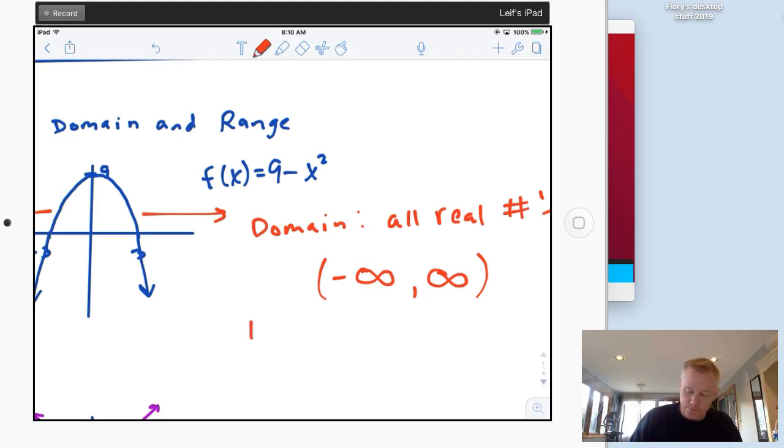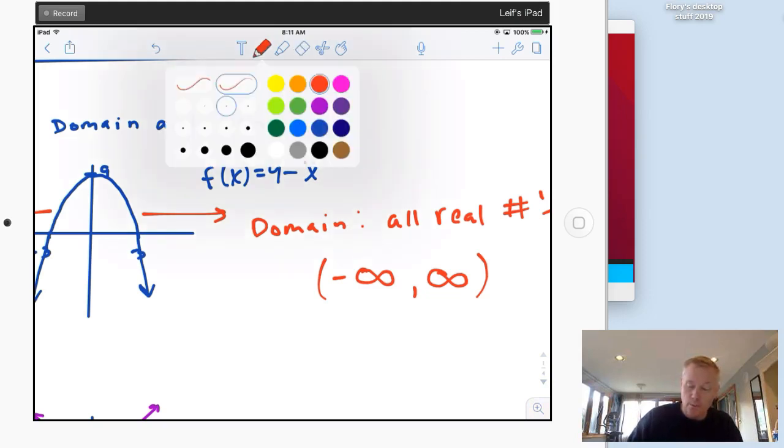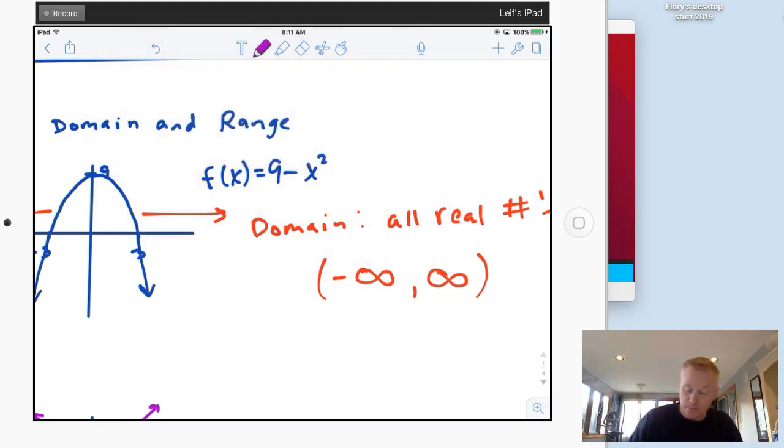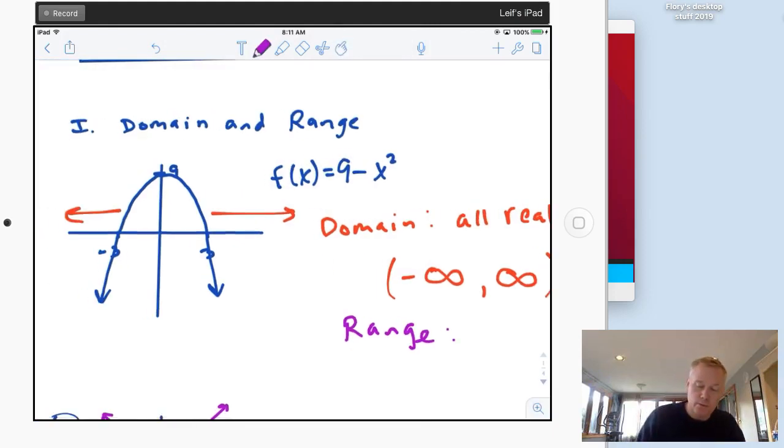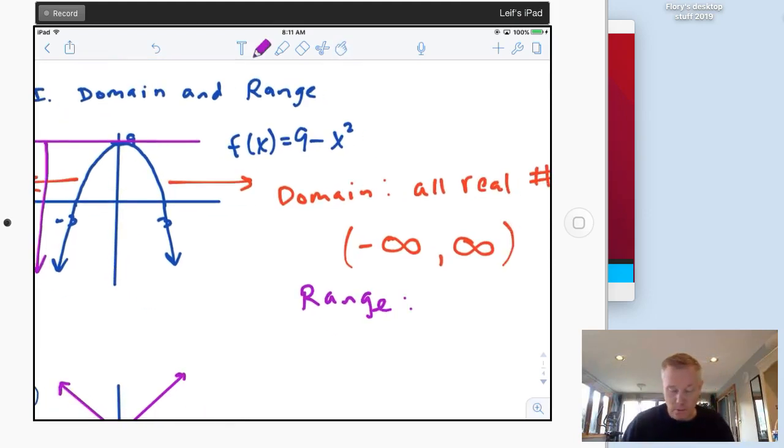The range is a little different. The range would be all the y values. I should change colors for range, which would be like the up and down. And I love it when they give me a graph and they tell me to ask about domain and range because it really makes it easier. You can see the range goes from there down. There's nothing above 9 on the y-axis, which means it starts at 9 and then goes down.